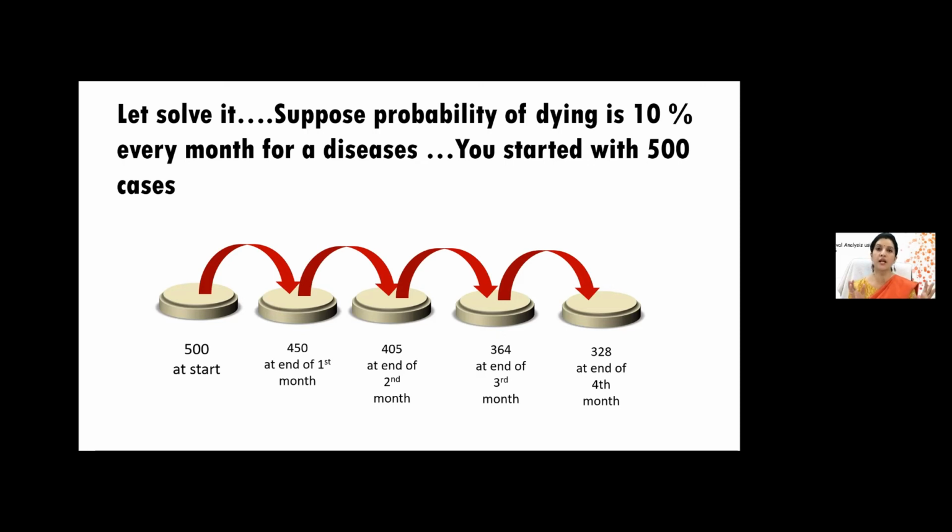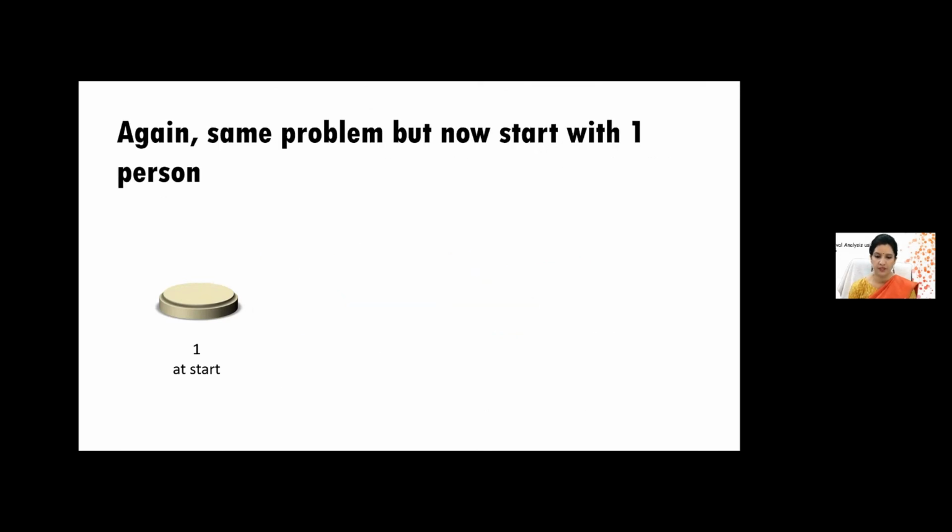This is not the conditional probability, because in the case of Kaplan-Meier, there is a concept of conditional probability, and how that probability is different from this simple probability. I just want to emphasize that concept. So have you understood this simple probability? This is again the same problem, but we have started with the one number, 1%.